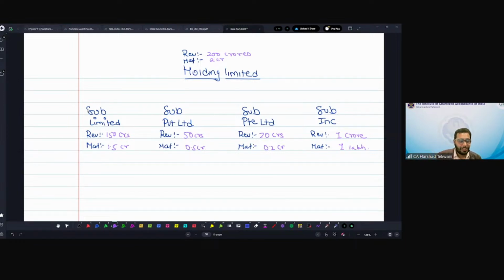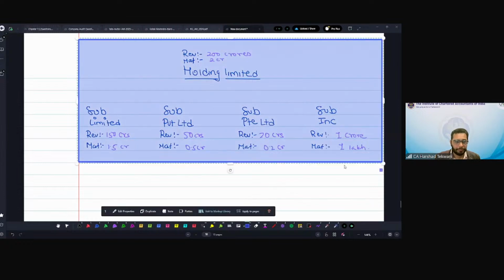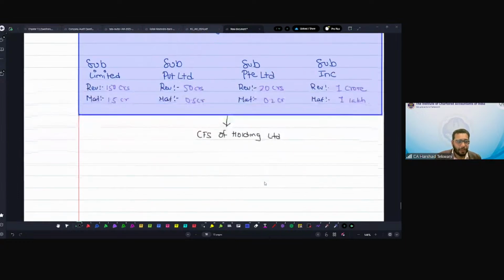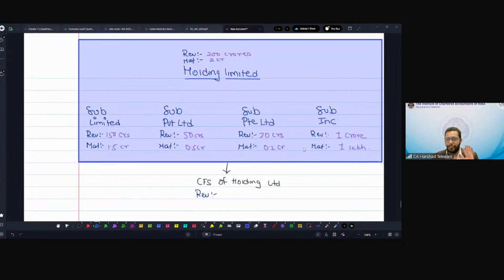Let's say I prepared the consolidated financial statements based on this arrangement. Based on the consolidated financial statements of Holding Limited, what will the revenue be now? Let's say there is no intercompany adjustment. For the sake of simplicity, no intercompany adjustments, no elimination, nothing. So 200, 150, 350, 400, 420, 421. Total revenue is 421 CR. If I follow the same benchmark concept, my materiality will come to 4.21 CR for the group.